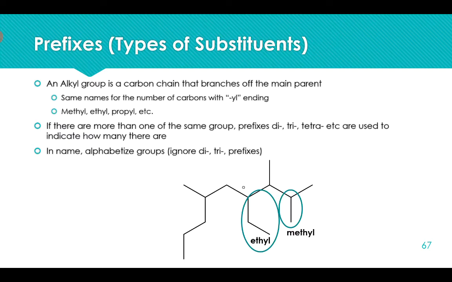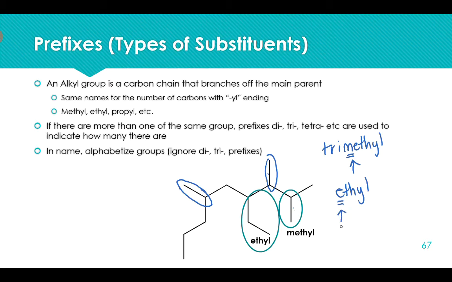After we identify all of our substituents off of our longest chain, we are going to be alphabetizing our substituents. So for instance, there are 3 methyl groups. And so we know that there will be a trimethyl in this name. But when we're alphabetizing, we're going to pay attention to the M. There's also an ethyl. Ethyl starts with E. And so ethyl will be listed first.